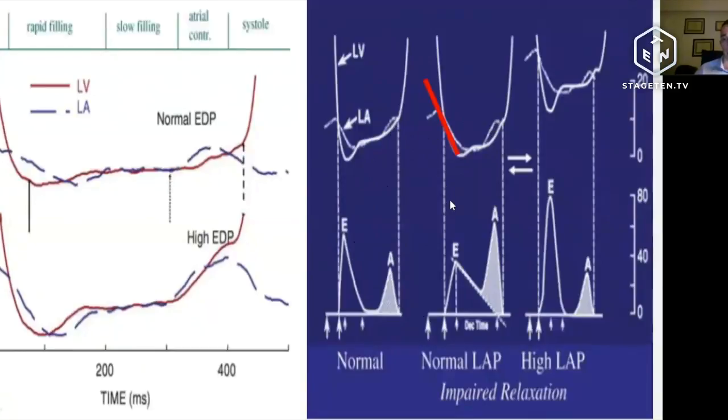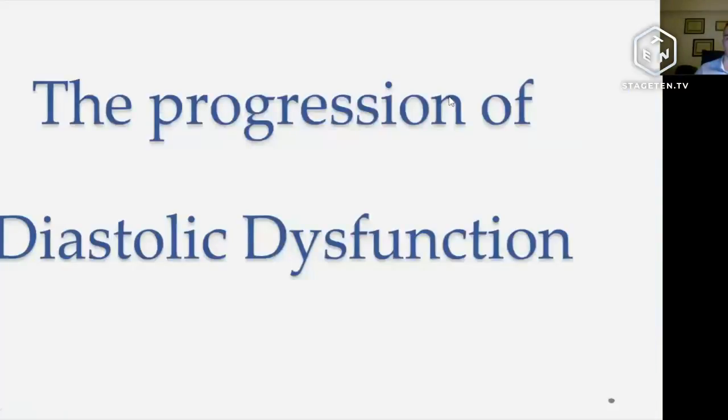Now the next step is what is an adaptation from our body, and basically it is about an increase in LA pressure, which is higher now, and this restores the gradient between the left atrium and the left ventricle. We have an E wave which is bigger than the A wave, but this happens at the expense of high LA pressure, and we call it pseudo-normalization because it looks normal but is not normal.